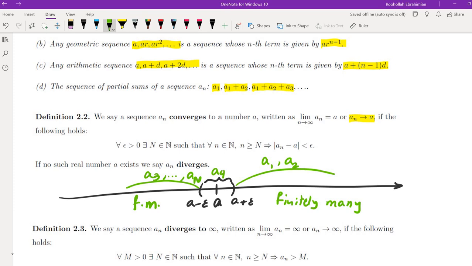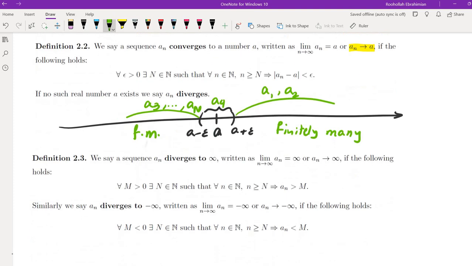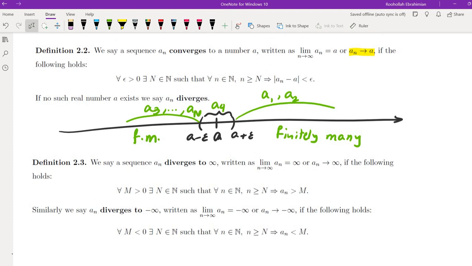If no such real number a exists, then we say an diverges. There are two different kinds of divergent sequences. One kind is when the sequence diverges because it blows up, it goes to either infinity or negative infinity, and the other one is that it is chaotic. So we will do examples of both of them.